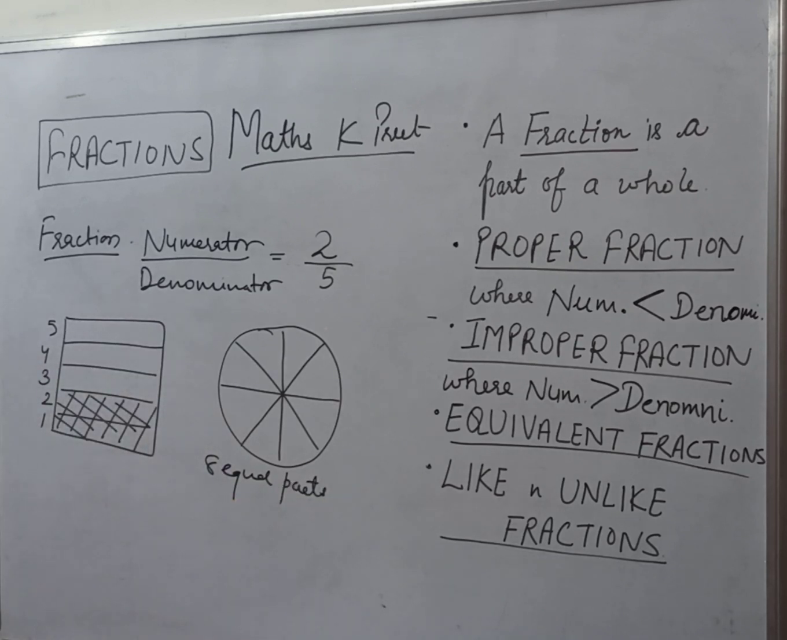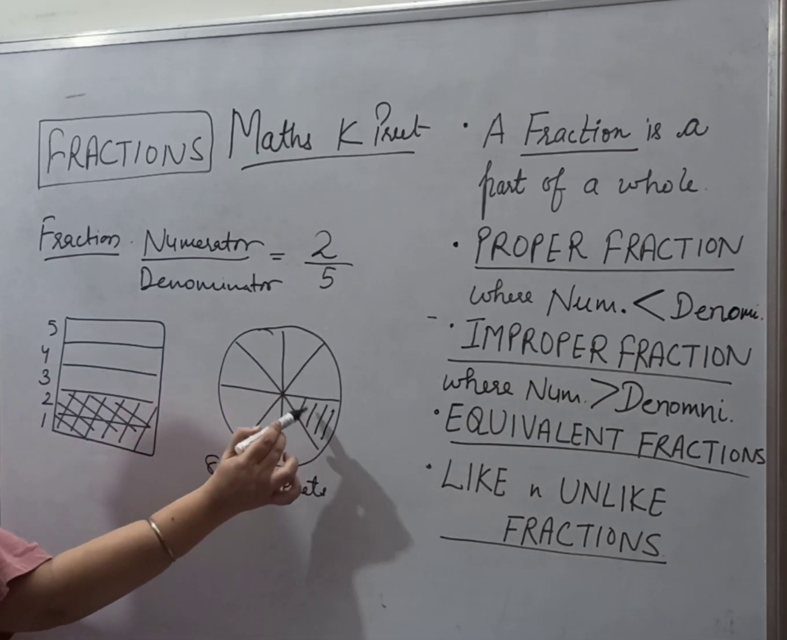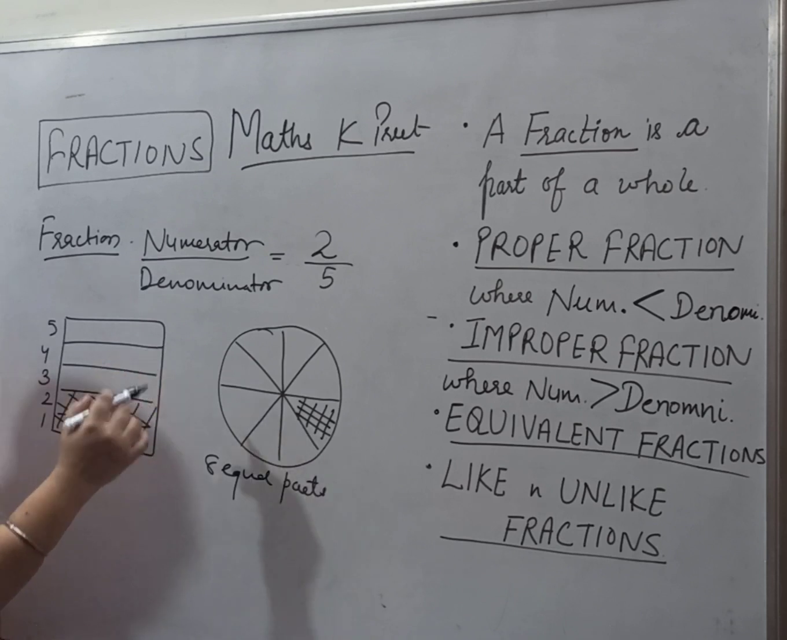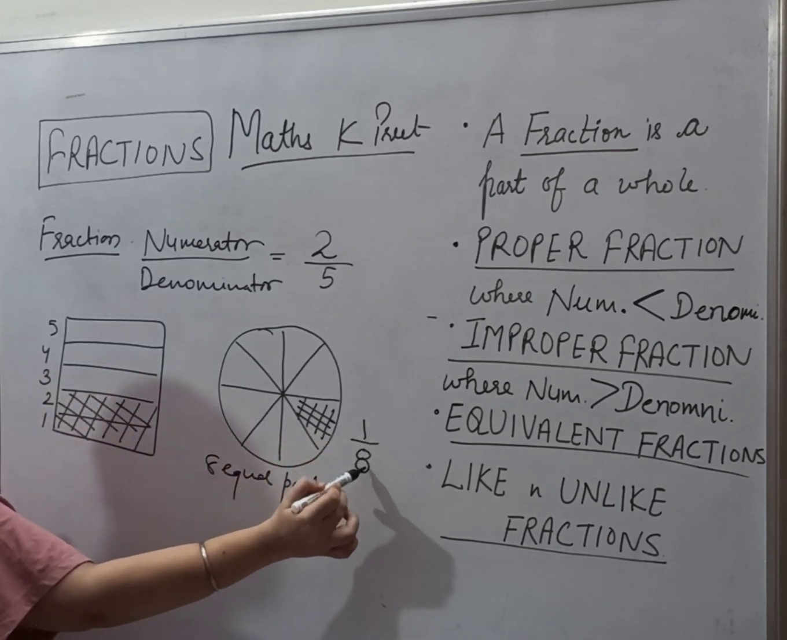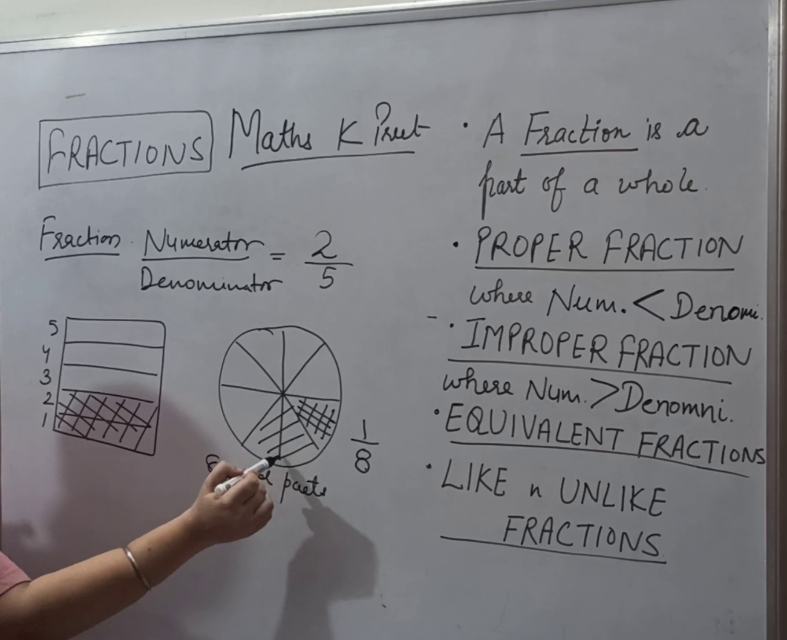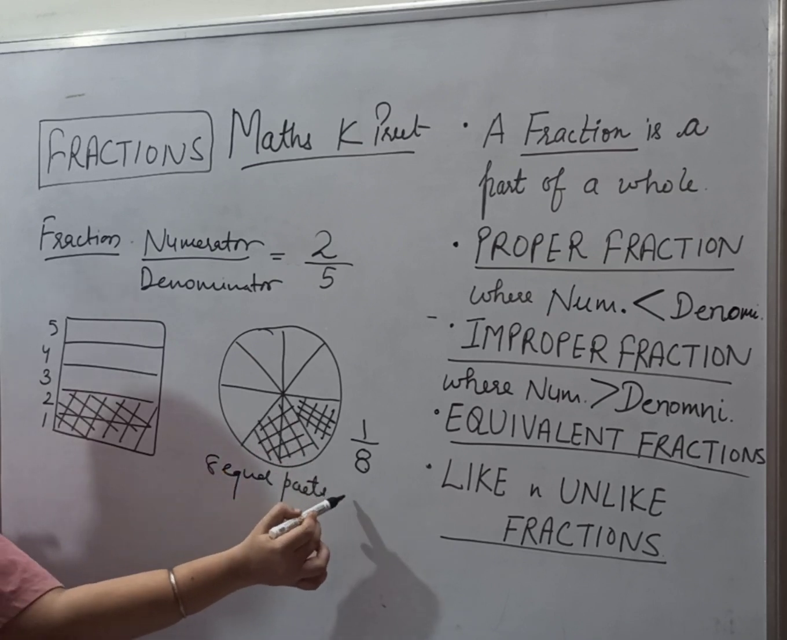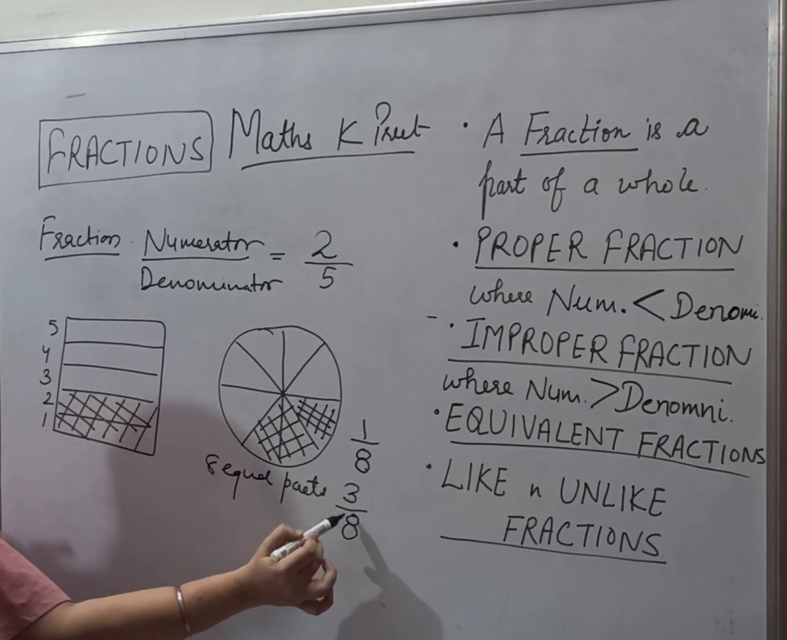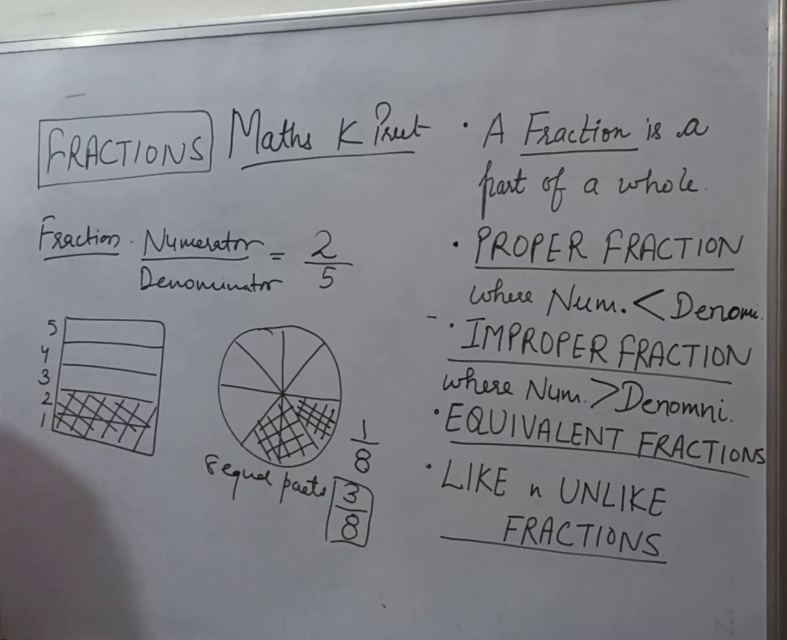So if I have to find the fraction for one slice, for this slice the fraction for this figure will be 1 by 8. And if I am taking 3 slices, the fraction will be 3 out of these 8 equal parts. So what is a fraction? In the denominator we take the total number of equal parts of the whole, and in the numerator we take the total number of considered parts.